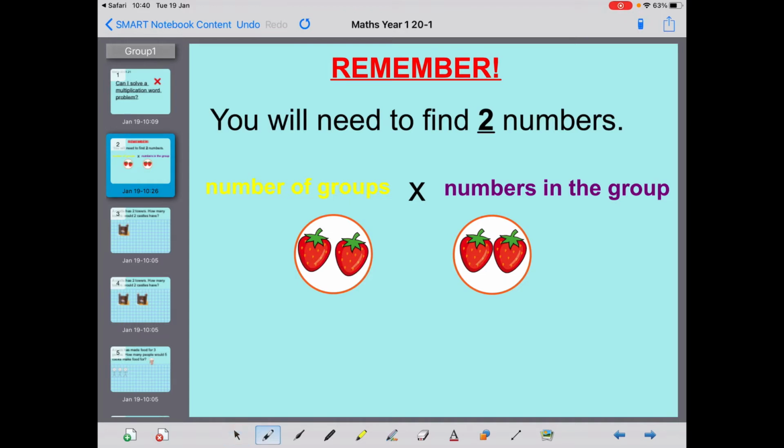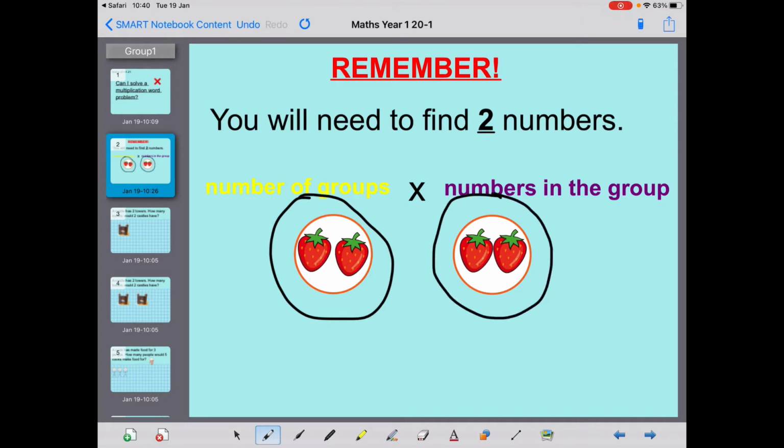So for this one, we have two groups here. We have one bowl of strawberries there, that's one group, two bowls there, so that's two groups of strawberries. Okay, so our first one will be 2. Put our times sign in. So our number of groups is 2. We've got two groups, two bowls of strawberries.